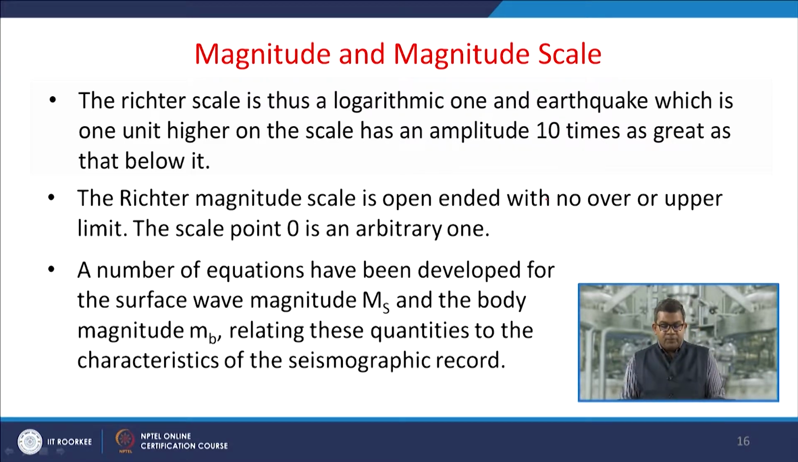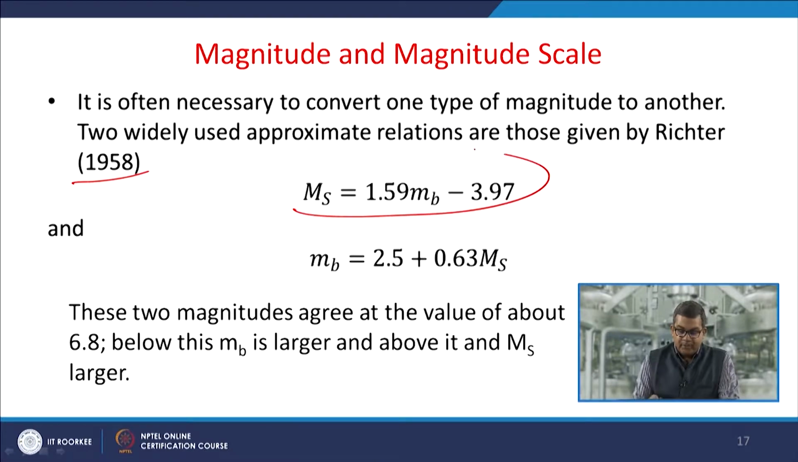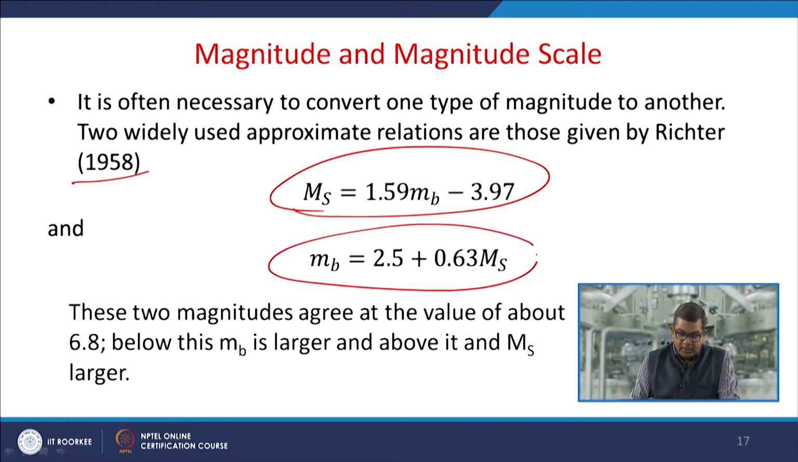A number of equations have been developed for the surface wave magnitude MS and the body wave magnitude mb, relating these quantities to the characteristics of the seismographic record. Sometimes it is necessary to convert one type of magnitude to another, and two widely used approximate relations are those given by Richter in 1958: MS is equal to 1.59 mb minus 3.97, and mb is equal to 2.5 plus 0.63 MS. These two magnitudes agree at a value of about 6.8. Below this mb is larger and above it MS is larger.